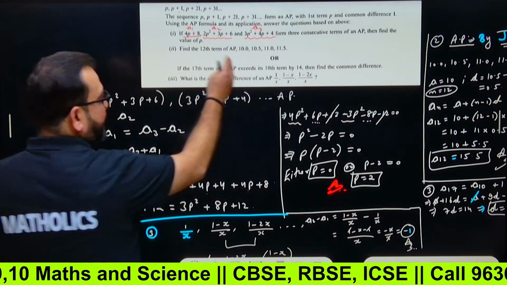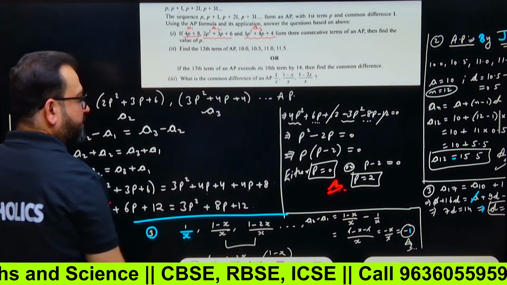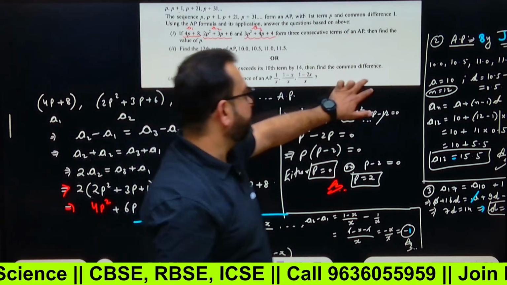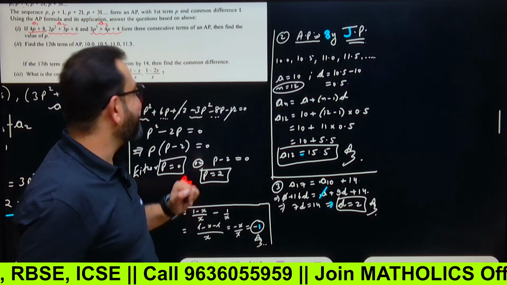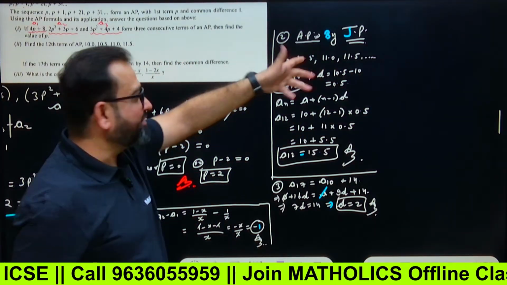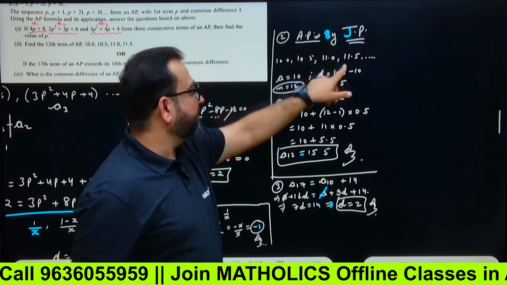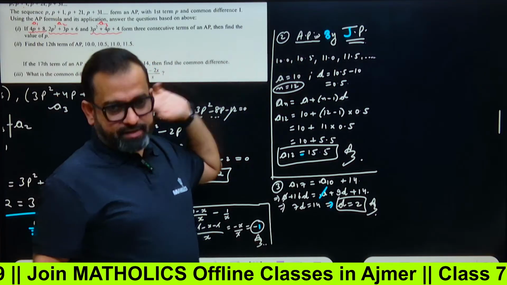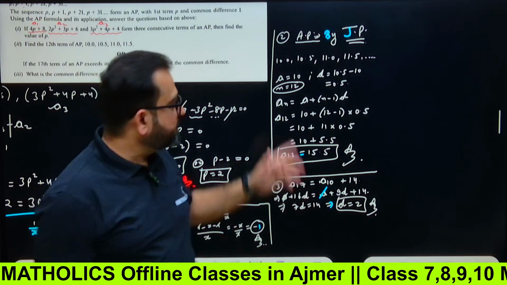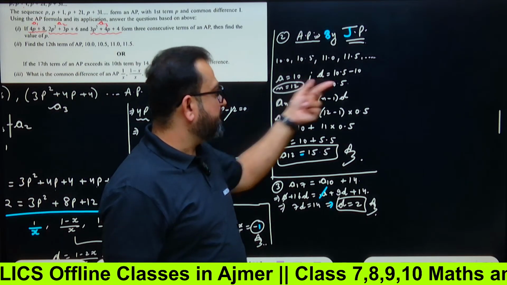So one AP is there: 10, 10.5, 11, 11.5. You just write down the AP. Okay, sir. We'll write down the AP like this. Okay. AP by JP. This is a fun moment. AP by JP. Let's laugh for that. So 10, 10.5, 11. So what is a? First term is 10. What is the common difference? 10.5 minus 10. That is 0.5.